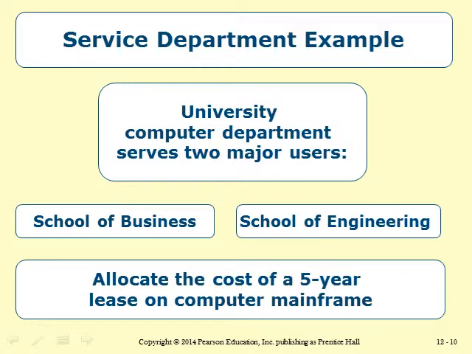Because each of those schools, business and engineering, will use that computer mainframe. Some more, some less, maybe the same, but they'll each access and use that mainframe. So how do we get the cost out of the computer department where it's accumulated into these other cost objectives? And that's what we would call the School of Business or School of Engineering, is the cost objective.